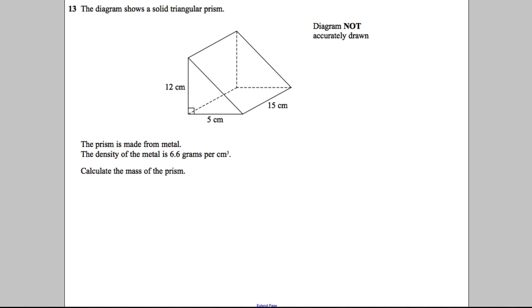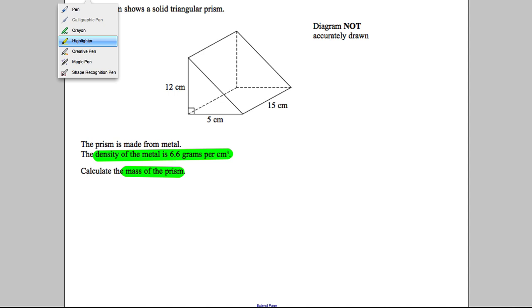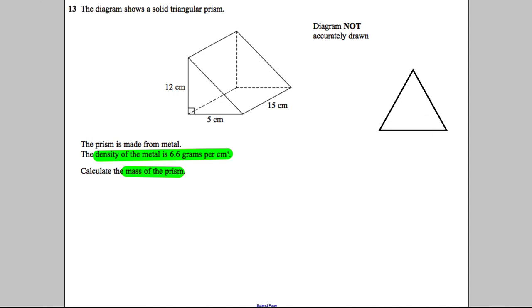Okay, next one. Now this looks very like a previous one, but read the question carefully. It says the prism is made from metal. The density is 6.6 grams per centimeter cube. Calculate the mass. Now you remember there was a formula I told you should remember inside a triangle, and it was that density is mass over volume. Okay, so what we can do first of all is work out the volume of this shape.